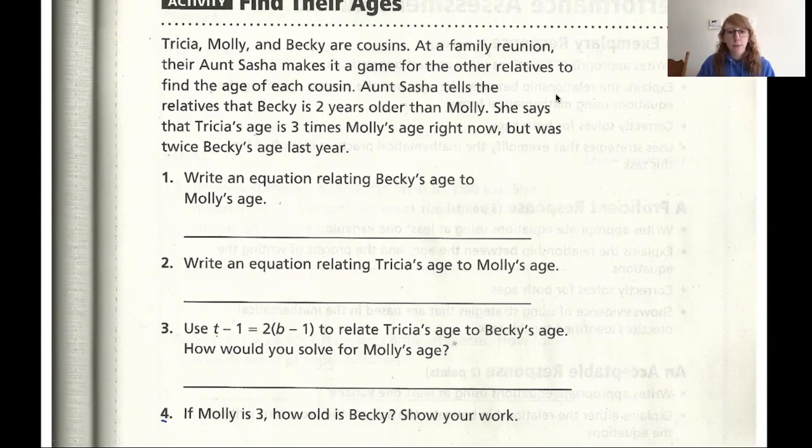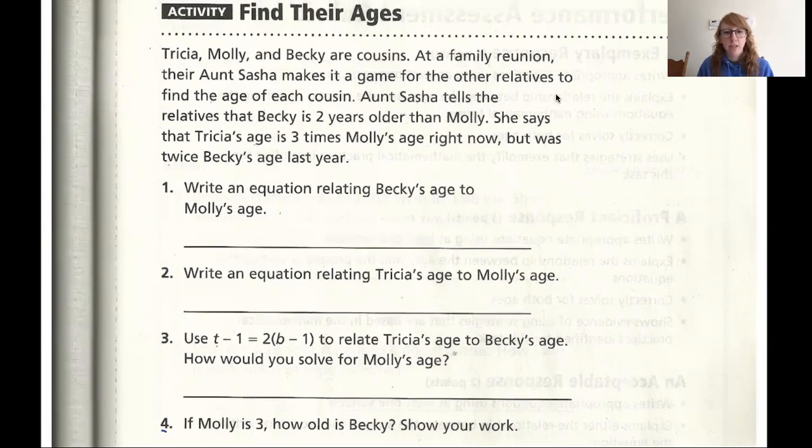So when we read through the page, it says Trisha, Molly, and Becky are cousins. At a family reunion, their Aunt Sasha makes it a game for the other relatives to find the age of each cousin. Aunt Sasha tells the relatives that Becky is 2 years older than Molly. She says that Trisha's age is 3 times Molly's age right now, but was twice Becky's age last year.